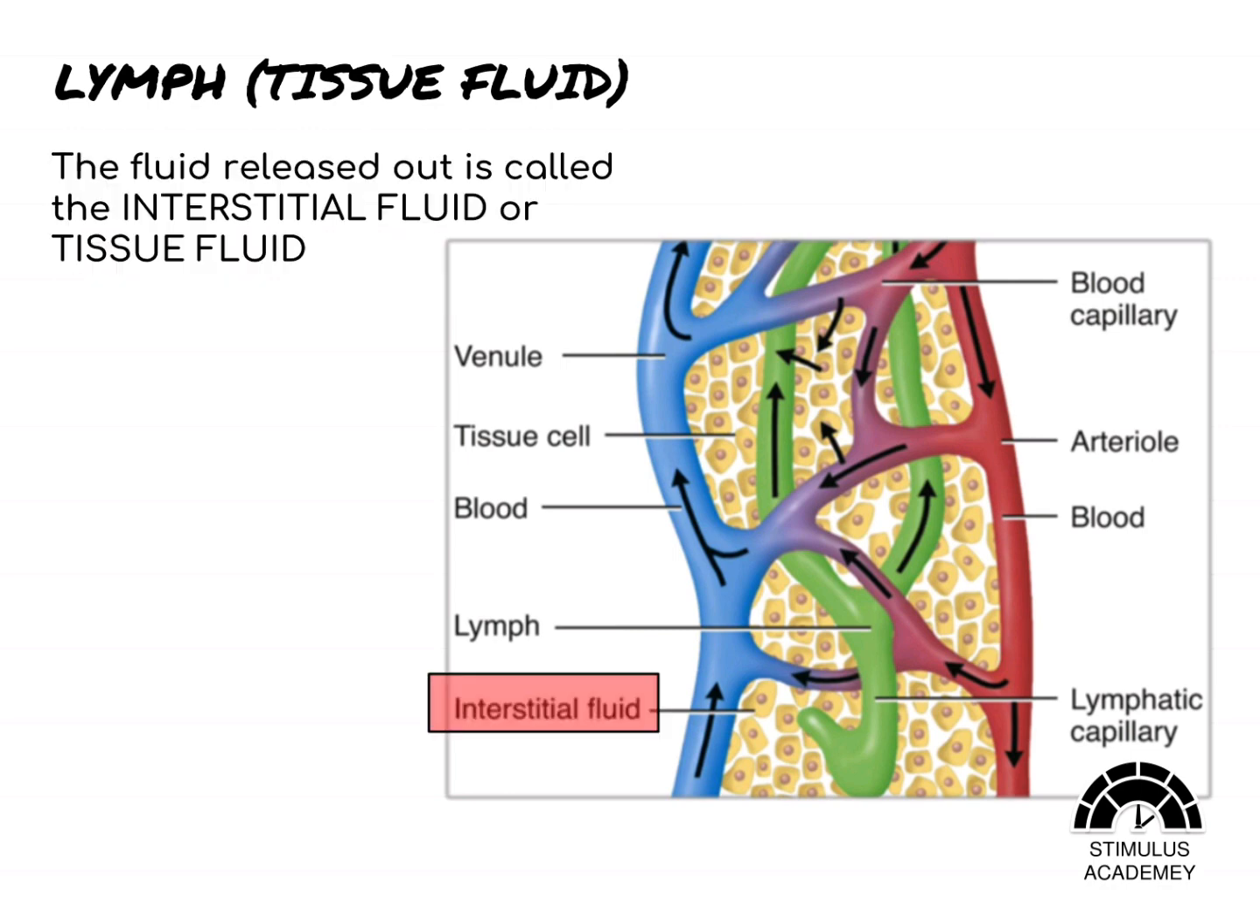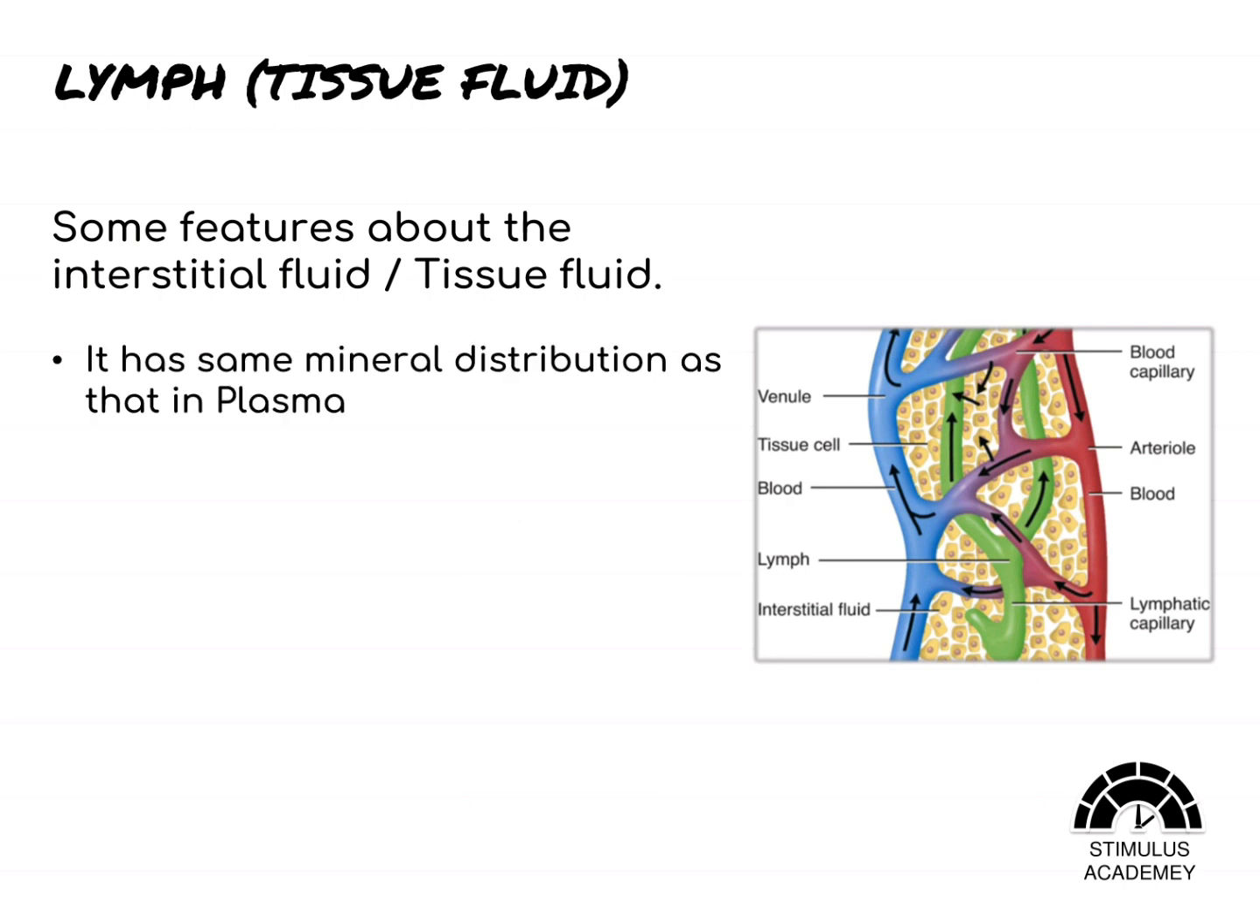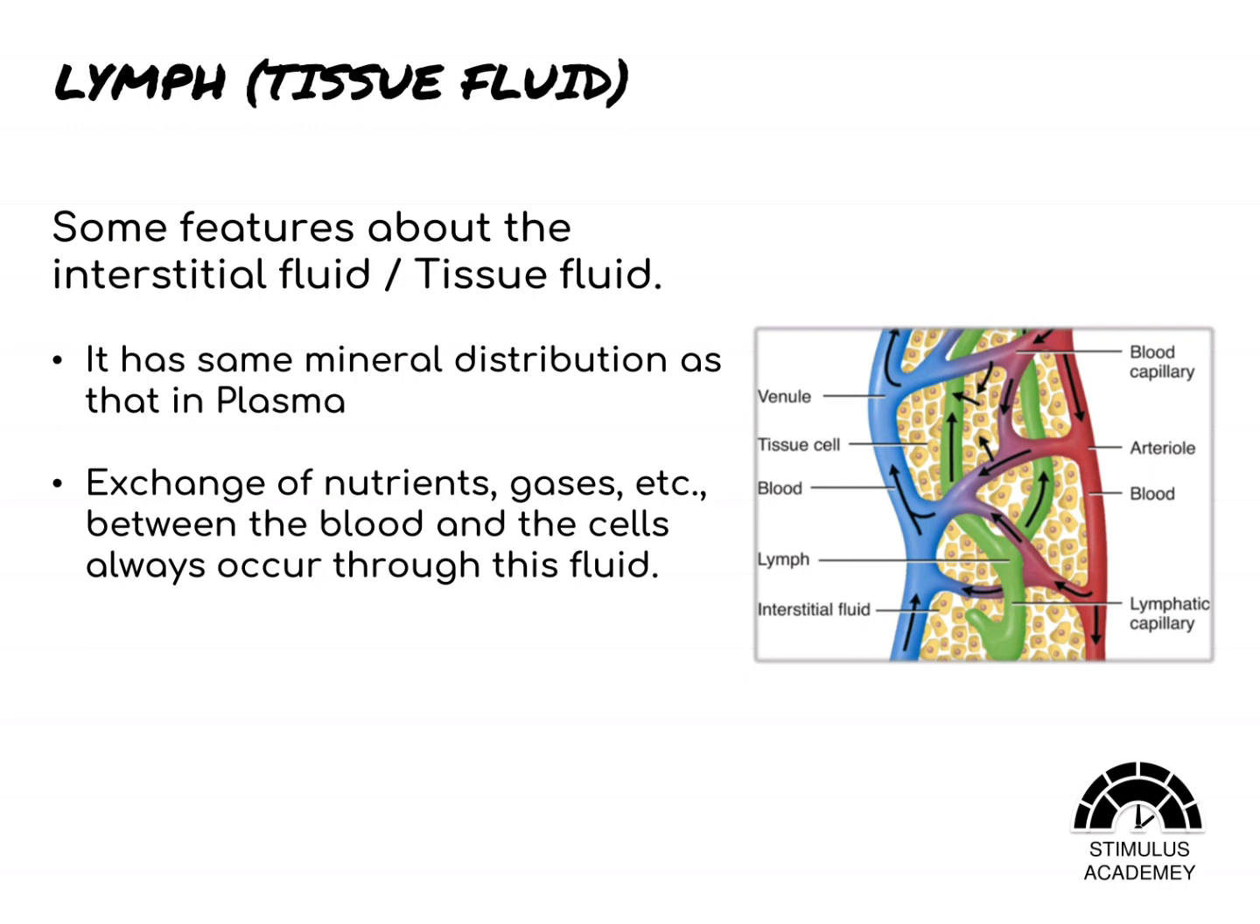The fluid released out is called interstitial fluid or tissue fluid. Now some features about interstitial fluid or tissue fluid. It has the same mineral distribution as that in plasma. Exchange of nutrients or gases between the blood and the cells always occurs through this fluid.